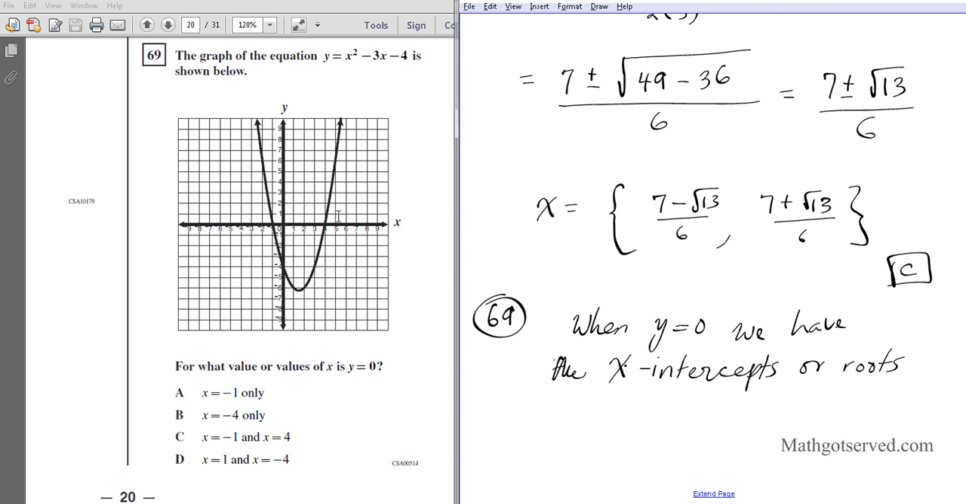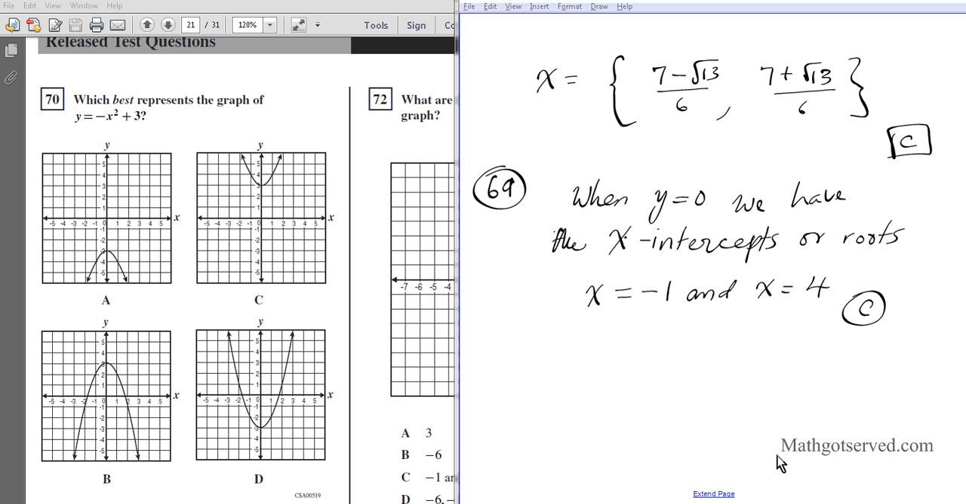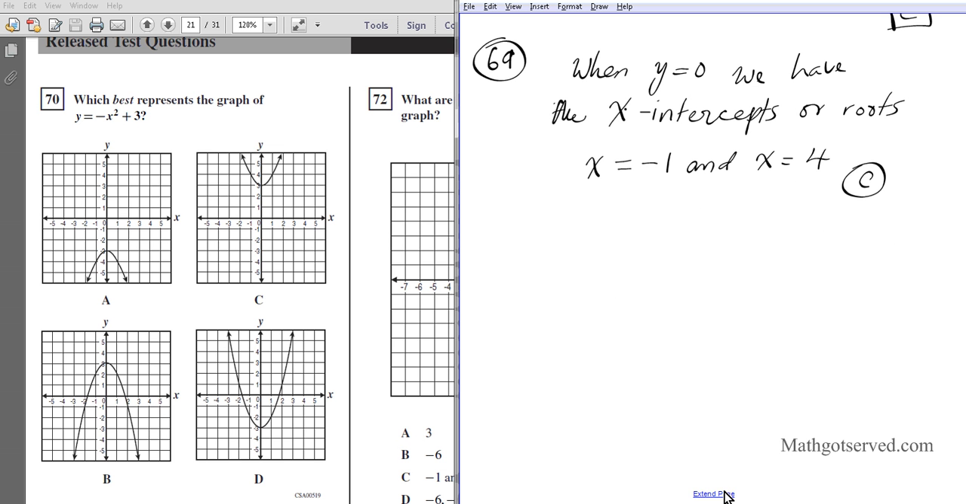All right, so where are the roots? It cuts at -1 and 4. So basically, when y is 0, x equals -1 and x equals 4. All right, so your answer is option C. Okay, let's take a look at question number 70.